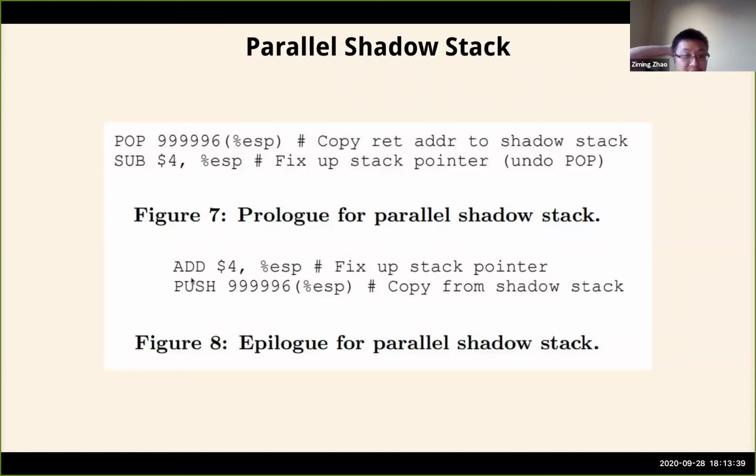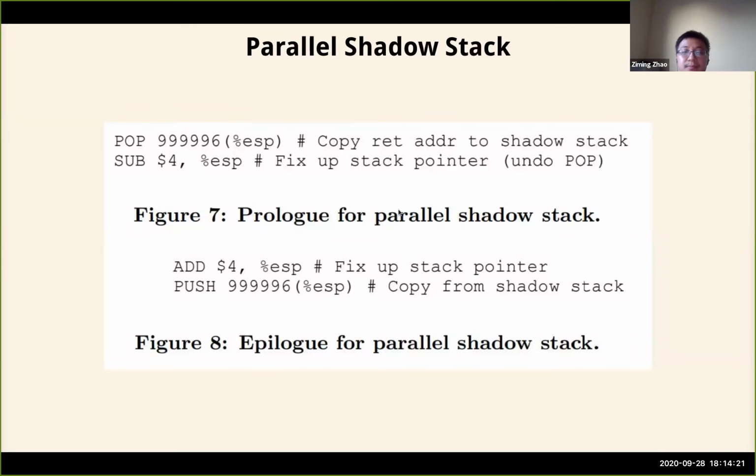We first add 4 to ESP. So the ESP at the beginning, at this point, points to a return address, right? The return address could be compromised. Then we add 4 bytes to it. Now it points to the return address plus 4. Then we push what we have on the shadow stack back to where ESP is. So after that, ESP will decrement 4 bytes, overwriting the original return address that could be compromised. So this is how it works.